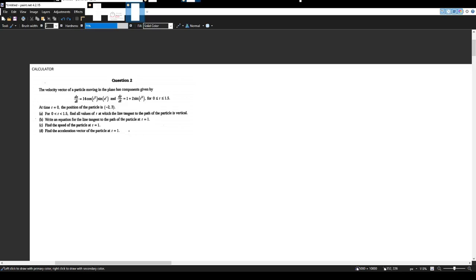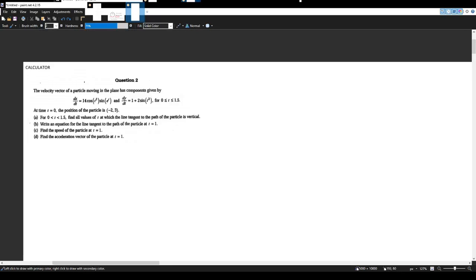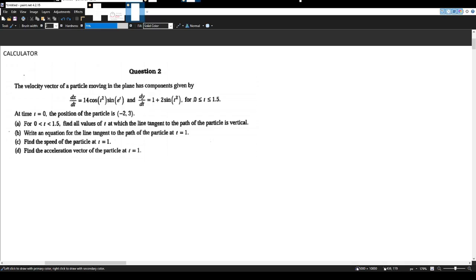This is another AP Calculus BC practice problem for my homework. The velocity vector of a particle moving in the plane has components given by a bunch of stuff. Crucially, they give us dx/dt and dy/dt and an interval for t, but they do not give us the actual functions relating x and t or x and y. At time t equals 0, the position of the particle is (-2, 3). For this interval, find all values of t at which the line tangent to the path of the particle is vertical.